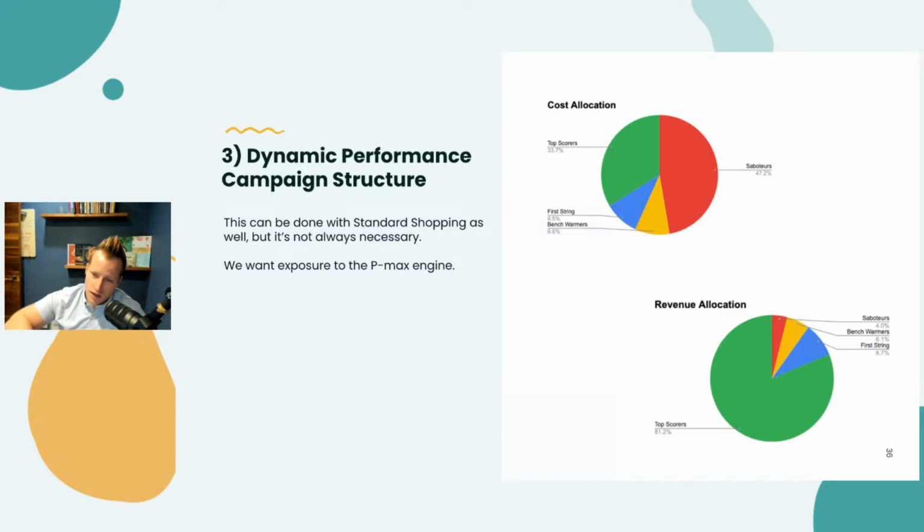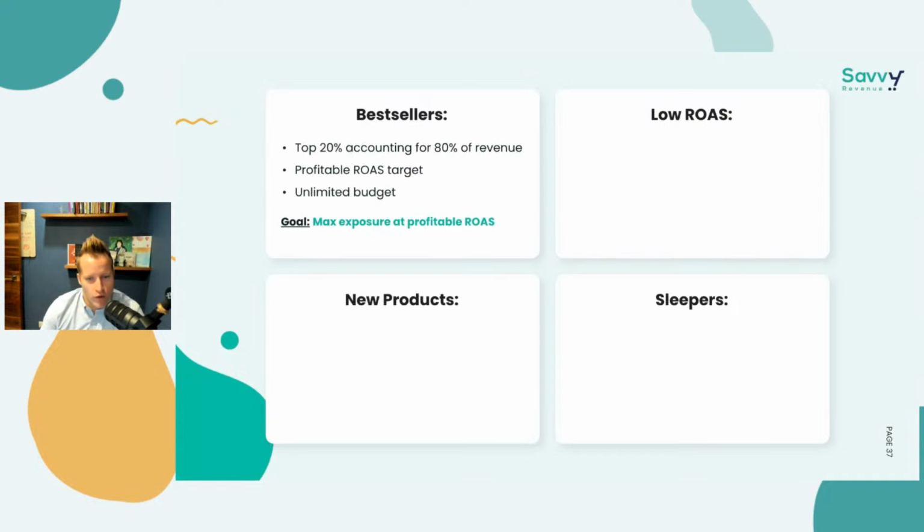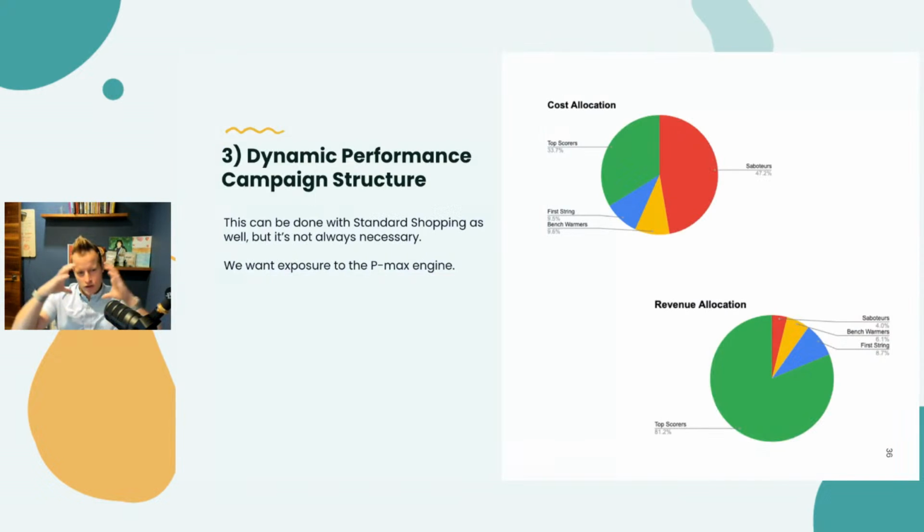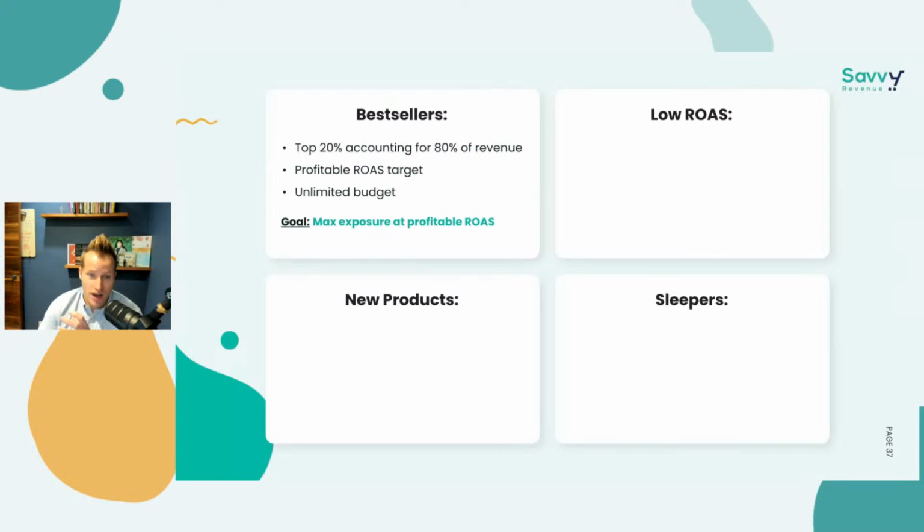We're never getting these charts to be perfect, but there is something to be said for trying to maneuver them around. And that's where the PMax structure comes in: we have bestsellers, they account for 80% of revenue, we set a profitable ROAS target, and they're not dragged down by the low ROAS of the saboteurs. So we're able to get a higher impression share, and we're able to push bestsellers much harder into Google Ads auctions because they are not being pushed down by the other products.